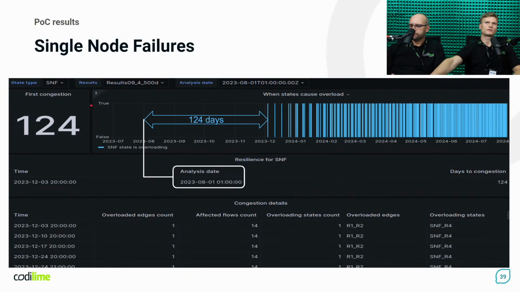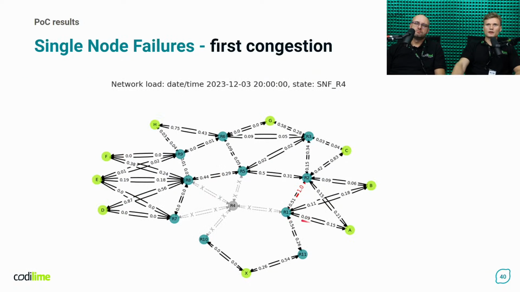Here we have single node failures, and we have 124 days to the first overload. This will happen 3rd of December this year, 8 p.m. And there will be one link which is overloaded from router R1 to R2 because of the failure of the router R4. We can visualize the situation in the graph. So the router R4 stopped working, so the link between routers R1 to R2 attained its maximal capacity, 100%, and it's overloaded.